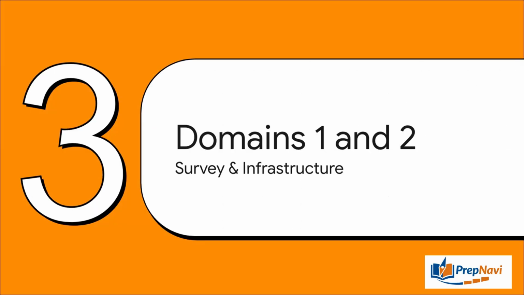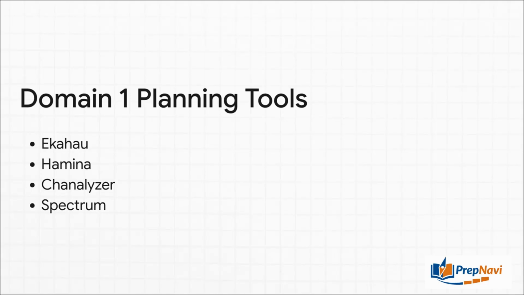Moving right along to Section 3, Domains 1 and 2, covering site survey and infrastructure. So, Domain 1.0 is wireless site survey, holding a hefty 25% of your score. And a massive part of this is knowing your tools. Cisco explicitly calls out Ekahau, Hamina, Channelizer, and Spectrum analyzers. You absolutely must know how to use these planning tools to evaluate your key network metrics. If you aren't completely comfortable with, say, what a Spectrum analyzer shows you versus what a predictive tool like Ekahau or Hamina spits out, you are essentially leaving points on the table.